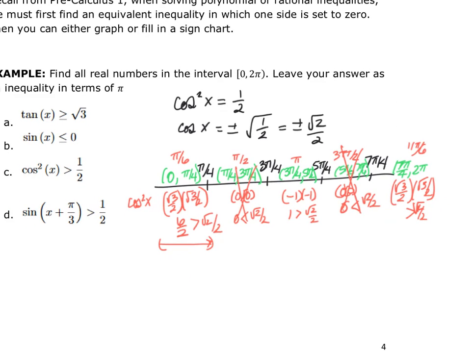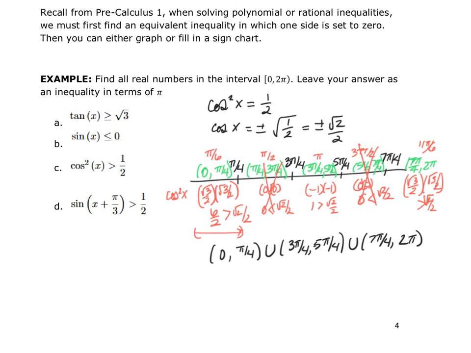So my solution to this particular problem, and this is non-inclusive, will be from 0 to pi over 4, union between 3 pi over 4 and 5 pi over 4, union between 7 pi over 4 and 2 pi. So that's pretty much how you do these. You can think about the graph of these, or you can do an interval chart, a sign chart like I did here, and that's how you solve inequality trig functions.